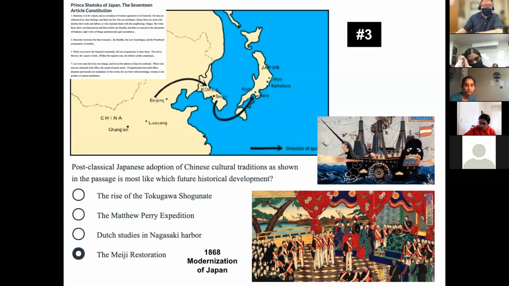But this image here shows a very European looking Japanese court, because in 1868, the emperor regains power over the shoguns to modernize Japan, to industrialize it, to become Western, and to start building an imperial power like the other imperialists in the 1800s. So that connection of Japan borrowing from China and now Japan borrowing from the West. That's what that question was alluding to.